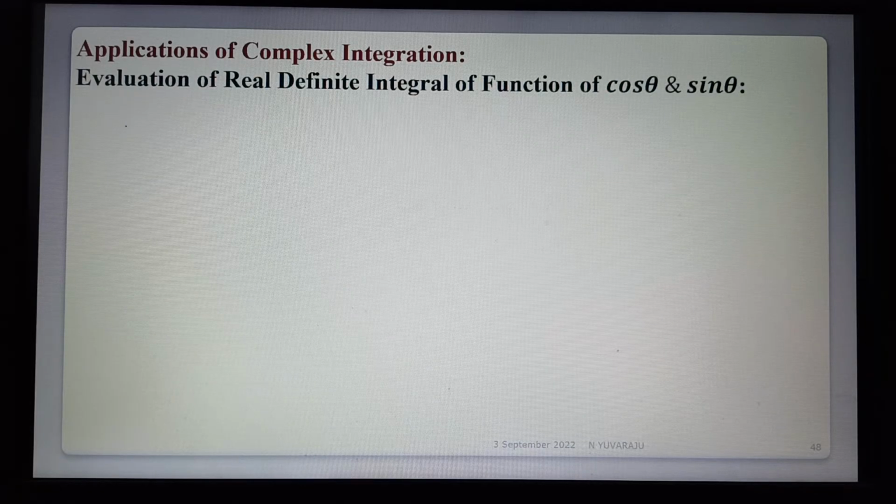That is the evaluation of a real definite integral of a function of cos theta and sin theta. How do we find the integral of the given function involving cos and sin theta by using complex integration? By using the previous theorems, that is Cauchy's theorem, Cauchy's integral formula, or Cauchy's residue theorem, using any theorem we have to find the value of the definite integral.